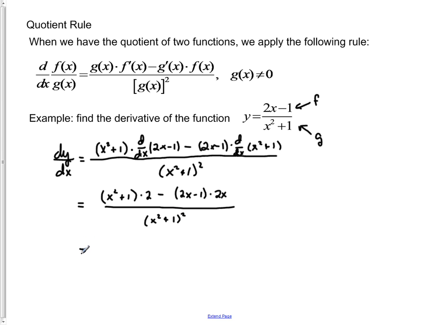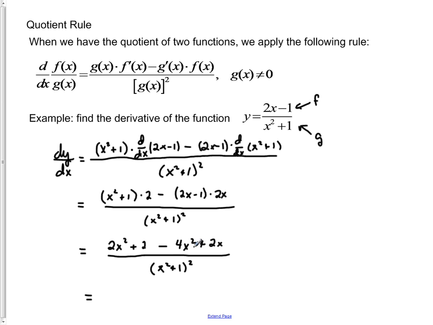Now I will definitely simplify this, so let's go ahead and distribute. So I'm going to take 2 times x squared plus 2, and we're going to subtract from that 2x times 2x, that's 4x squared, minus negative 1 times 2x, so that's plus 2x. And all of that is over x squared plus 1, quantity squared, which we're going to leave that way.